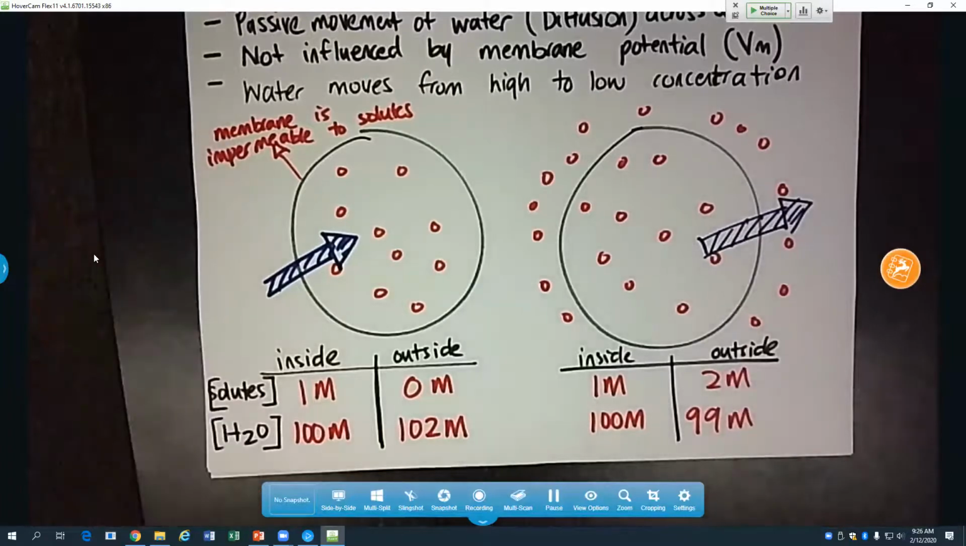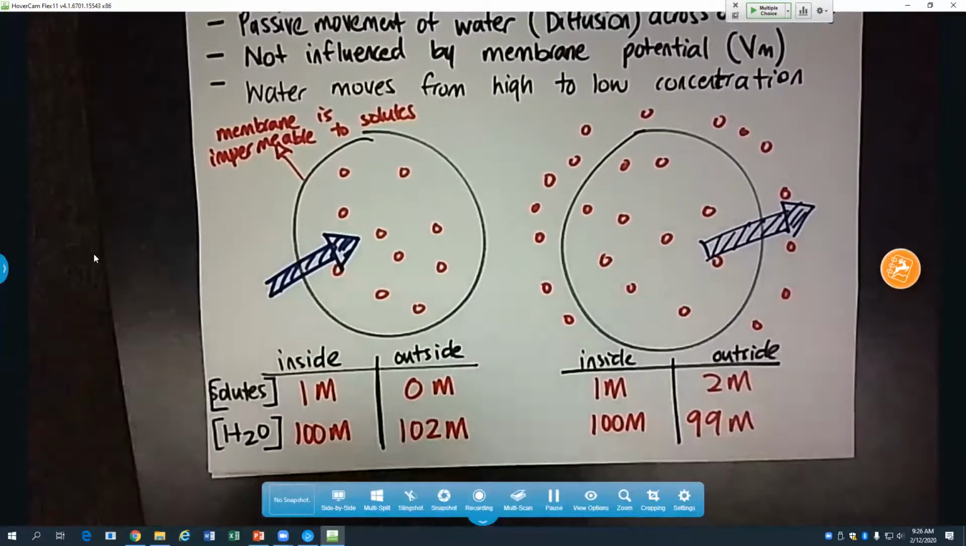Okay. And this describes the driving force for the movement of water. So we're not necessarily looking at the solutes in question. We're looking at water. Where is water the highest and where is it the lowest in concentration? And that is going to provide our driving force.